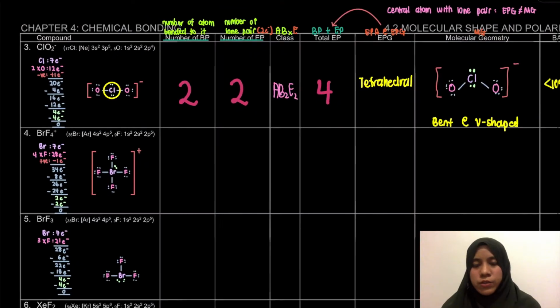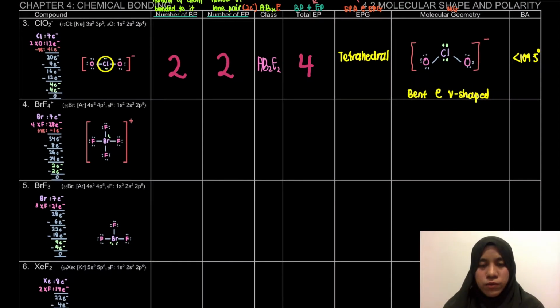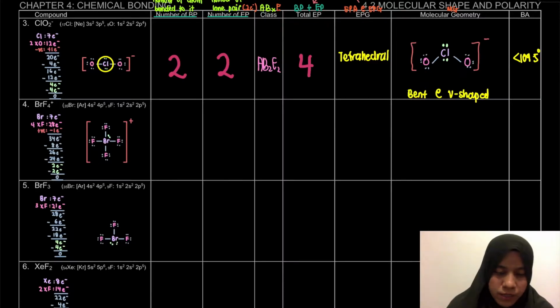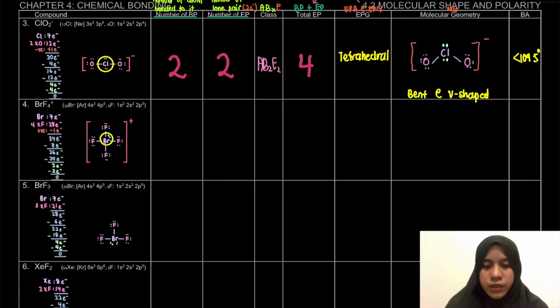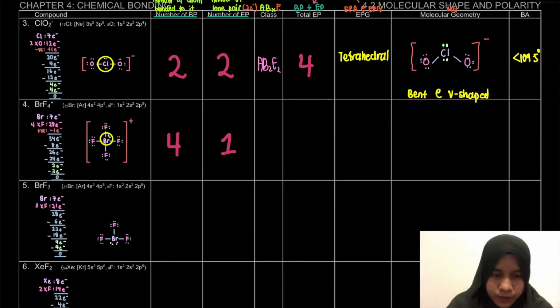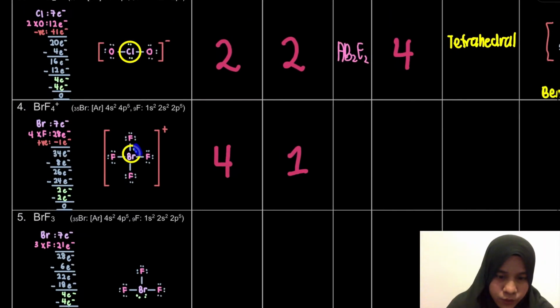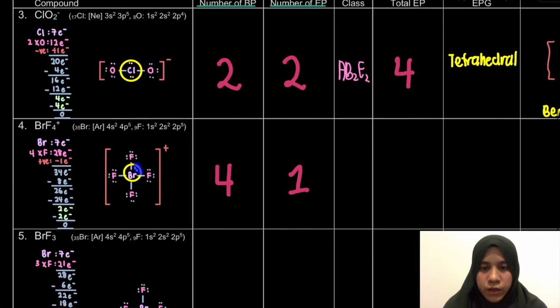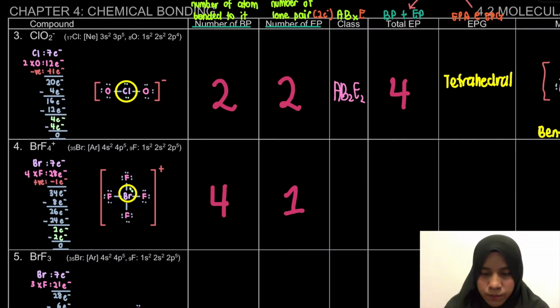So right now let's look for the drawing. For BrF₄+, we can see our central atom is actually bromine. Bromine is bonded to 4 fluorine, so it has 4, and then it has one lone pair. Only one lone pair. This one, one lone pair. Okay, so what is my class? My class is AB4E.